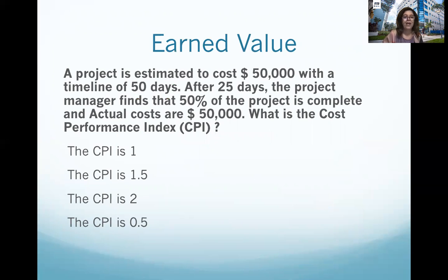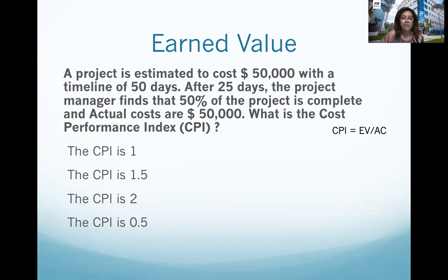Okay, here's an example. A project is estimated to cost $50,000 with a timeline of 50 days. What is this? This is the budget at completion, which is 50,000. And this is the project duration. Total duration of the project is 50 days. After 25 days, the project manager finds that 50% of the project is complete and the actual cost, what is the actual cost? It is what it cost to do the work. It's 50,000.